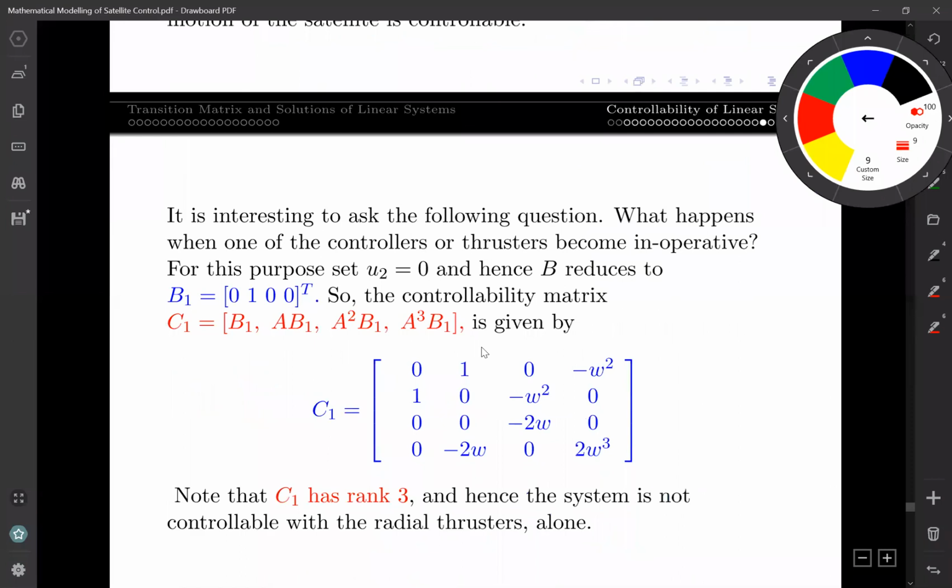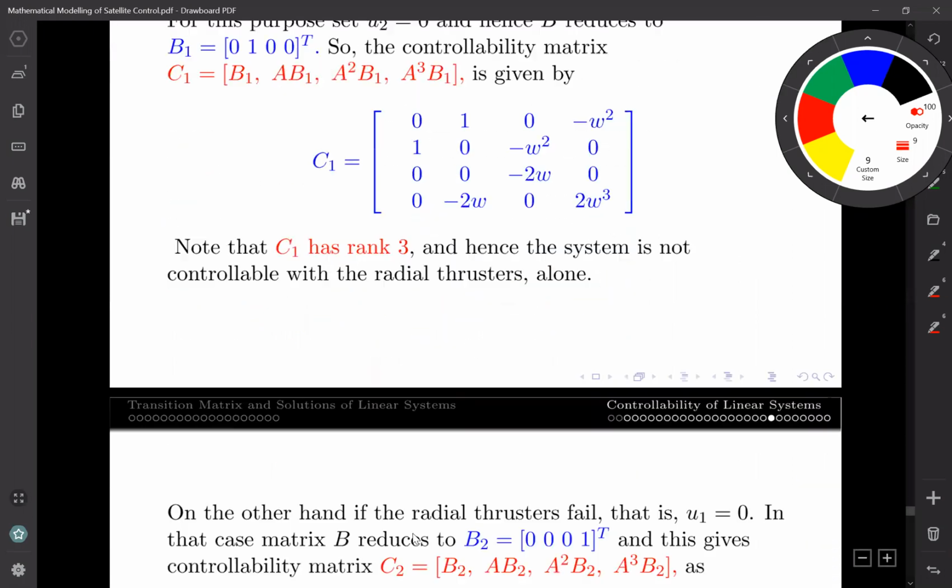That means if U2 is 0, that is U2 is not operating, and you have only one controller, one thruster, then the system is not controllable. So hence the system is not controllable with only the first controller, that is the radial thrusters. So only with the radial thrusters you cannot control the satellite orbit. Therefore the tangential thrusters are very much essential. So that is the second problem.